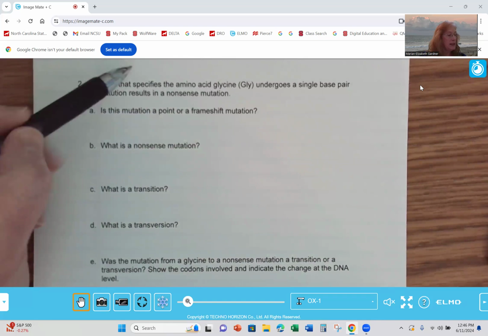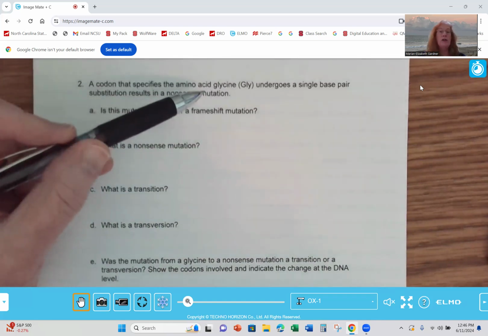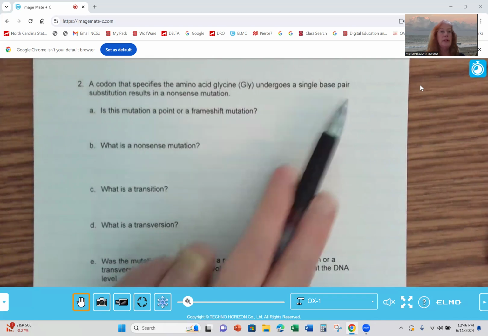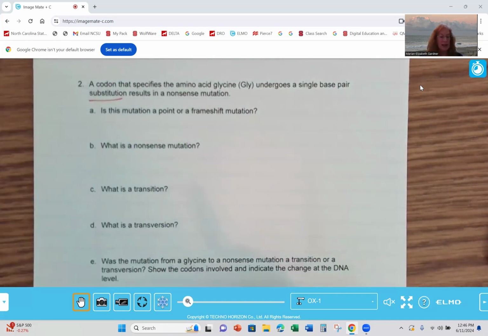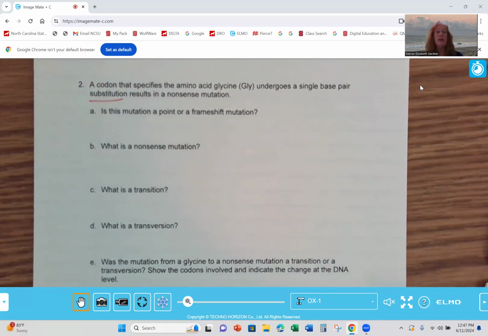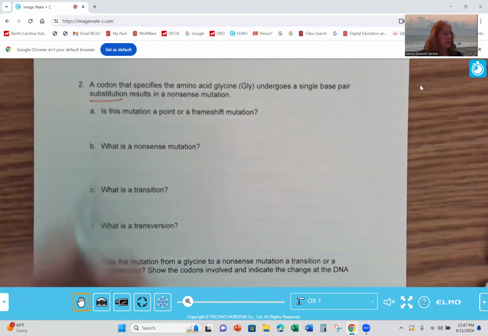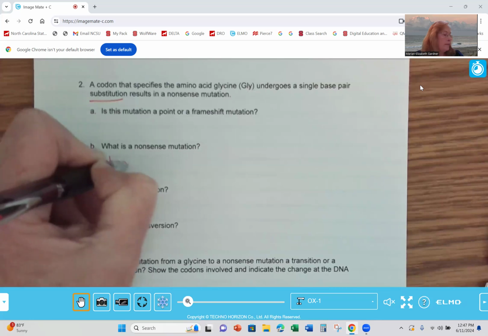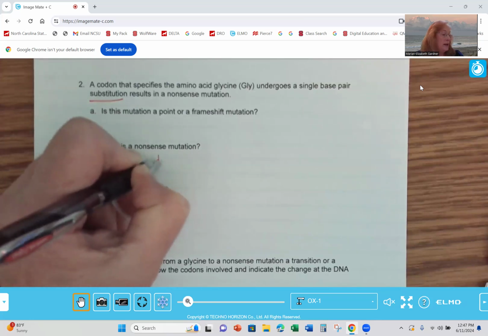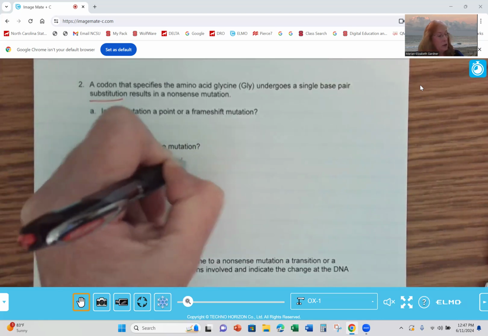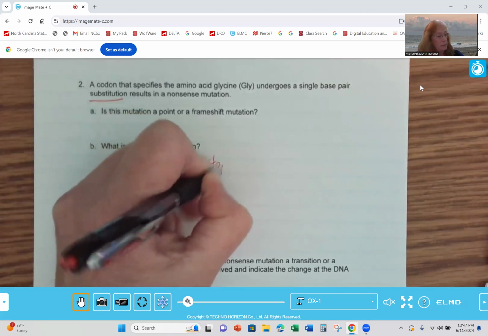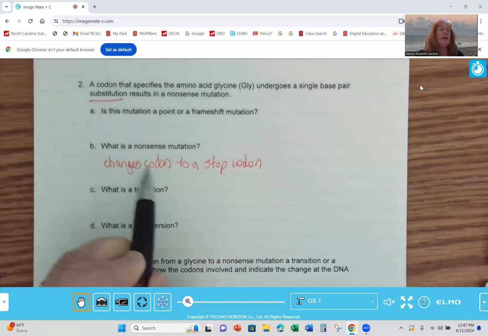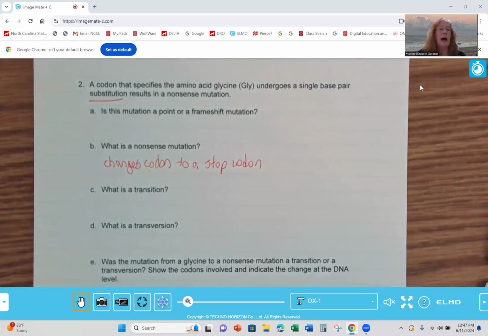A codon that specifies the amino acid glycine undergoes a single base pair substitution that results in a nonsense mutation. So we've got some vocabulary here. A nonsense mutation is just a mutation that causes a stop codon to be put into that position. So it basically changes a codon that would normally code for an amino acid to a stop codon. So normally the codon codes for an amino acid, it converts it to a stop.